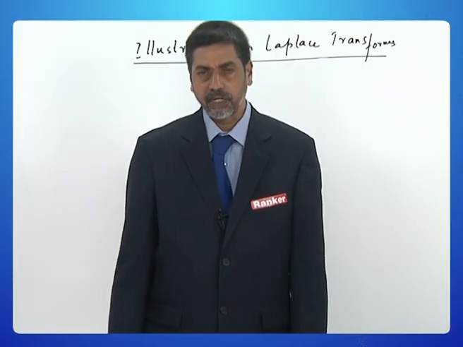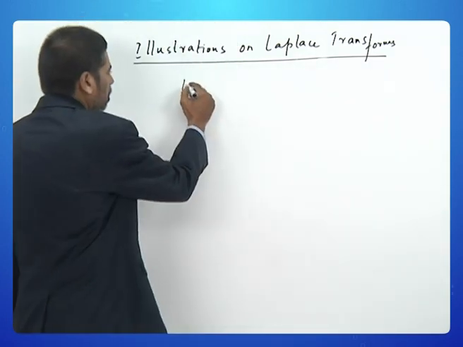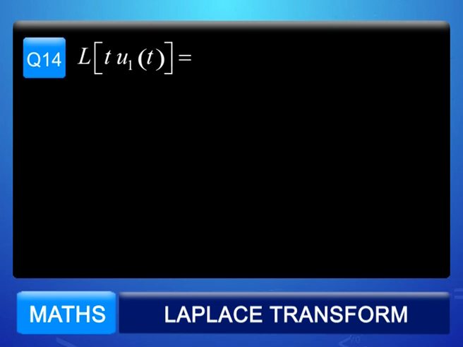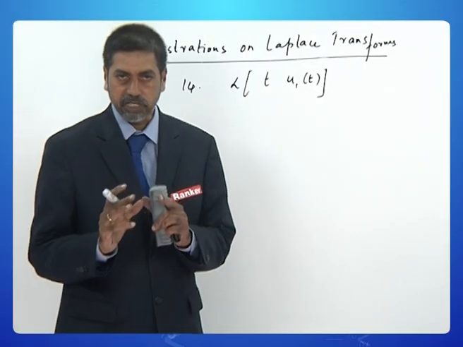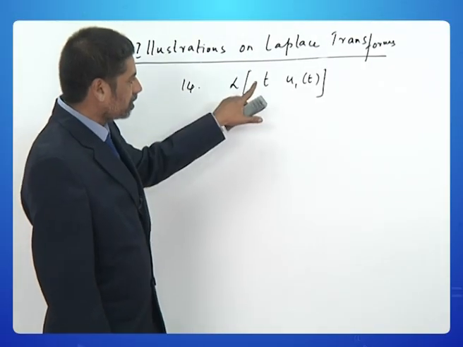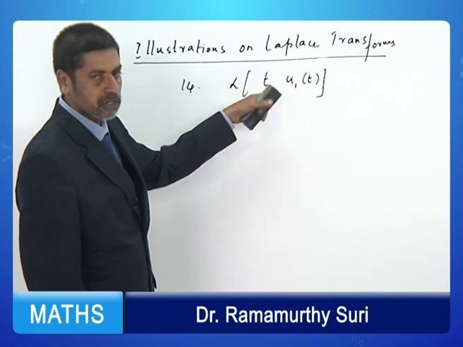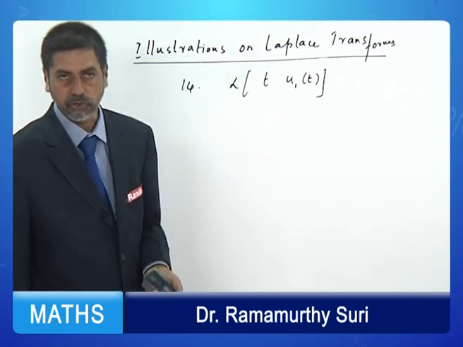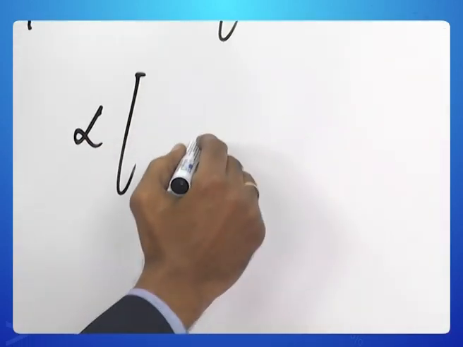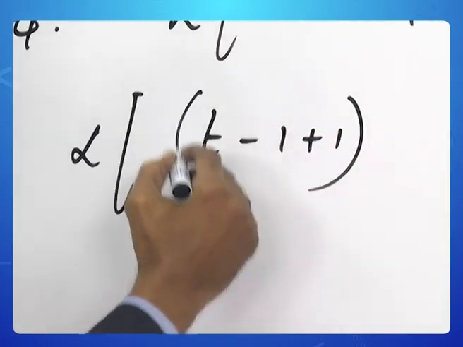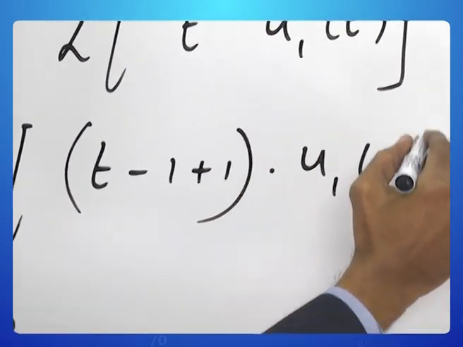The 14th question is again based on the second shifting property, but this is not straightforward. The question is, what is the Laplace transform of t into u1 of t? Please observe, in the second shifting property, we require f of t minus a into u a of t. So here a is equal to 1, but this function is still not ready. It has to be processed to use the second shifting property. So what you do is, you subtract and add 1. Be careful not to add and subtract, but subtract and add 1 into u1 of t.